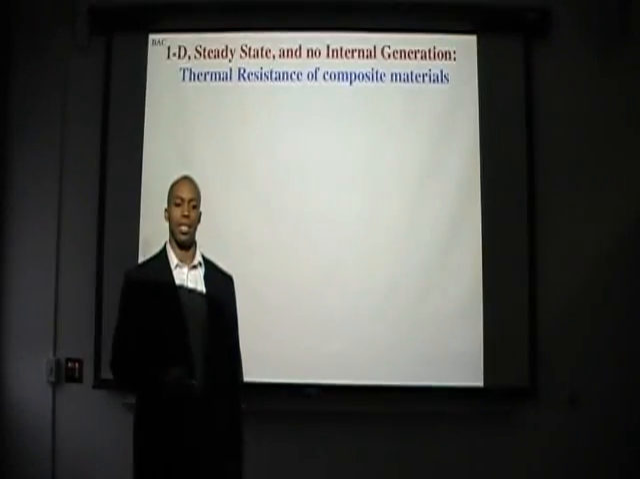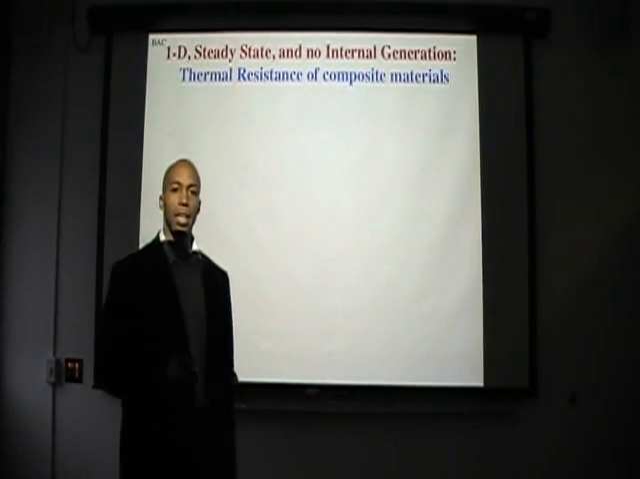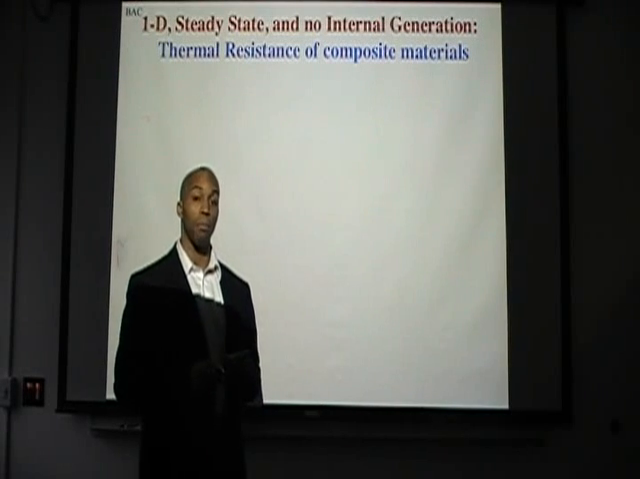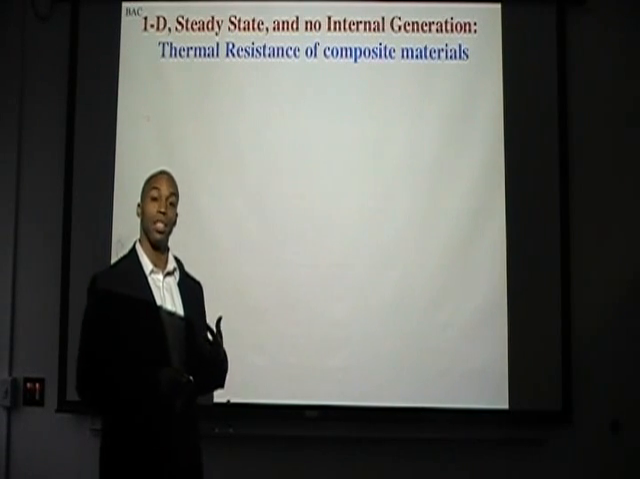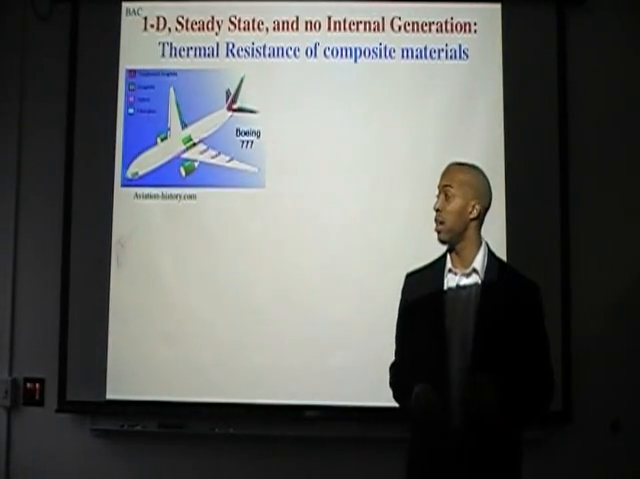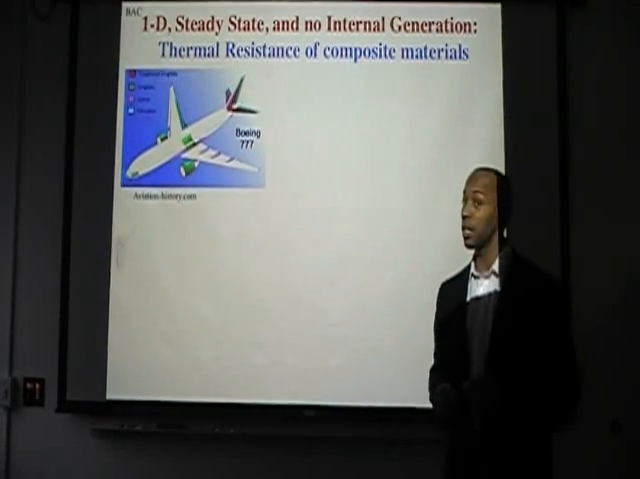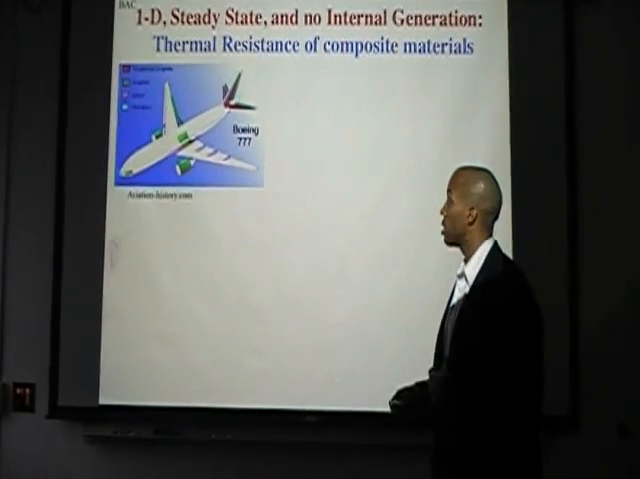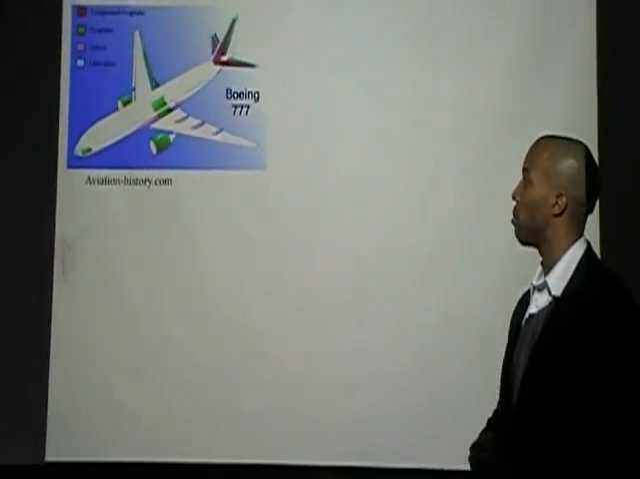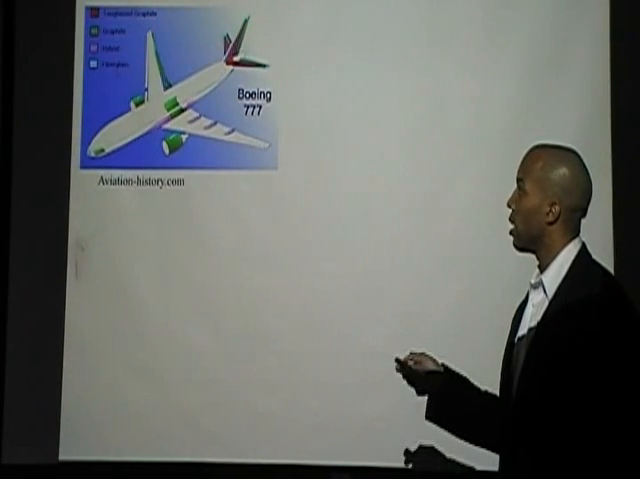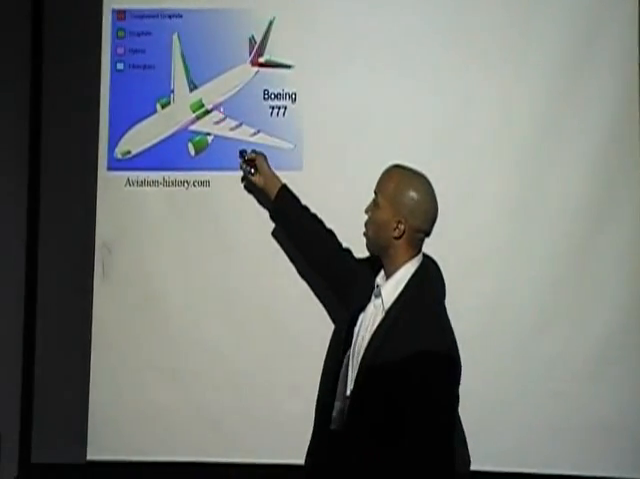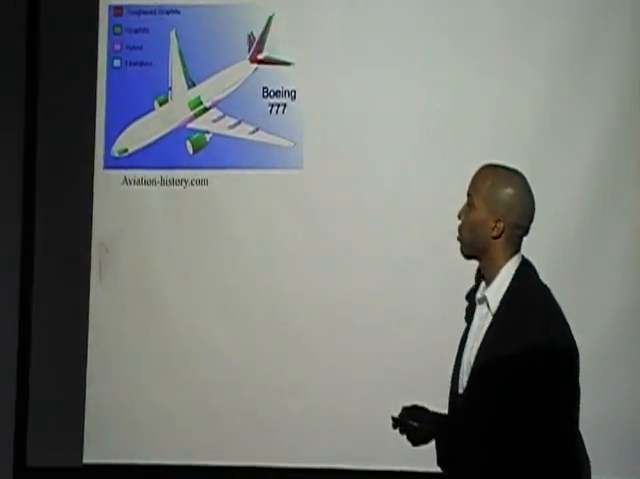So another aspect of 1D steady-state conduction with no generation is composite materials. Composite materials are often modeled using this circuit analysis approach. They are used very often in applications and vehicles, airplanes that you're very familiar with. This is just showing the Boeing 777 and different components of it, and how different composite materials are used to make up its structure.